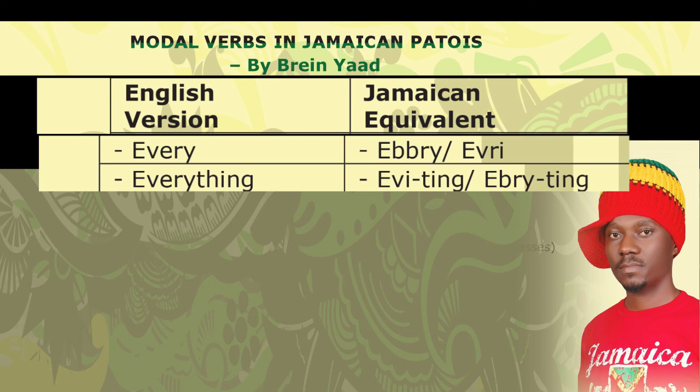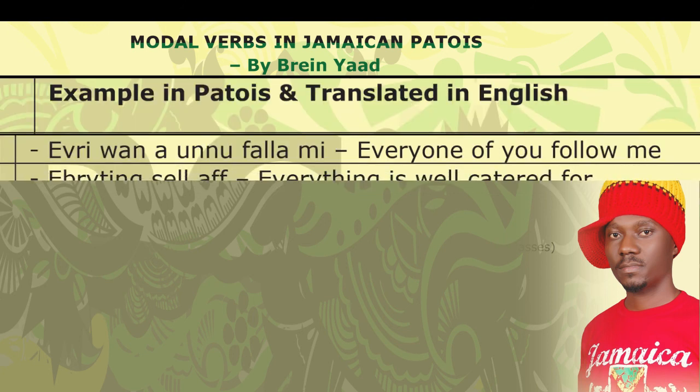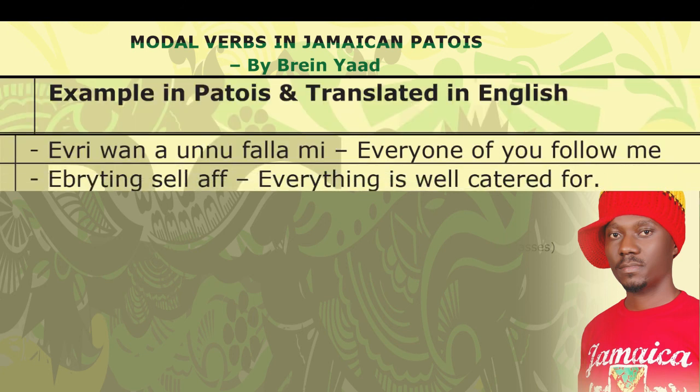And that's why replies to wagwan. Somebody says wagwan and you say everything, Chris. Everything is okay. Everything is well. Everything is well catered for. Everything, Chris. Meaning everything is okay. So under this particular example, we say everything sell off. Everything sell off. Meaning everything is well catered for. Everything is well. Sell off. Everything is okay.